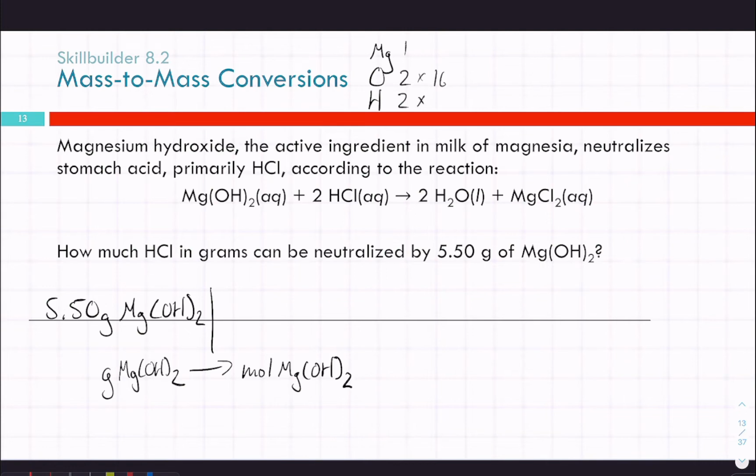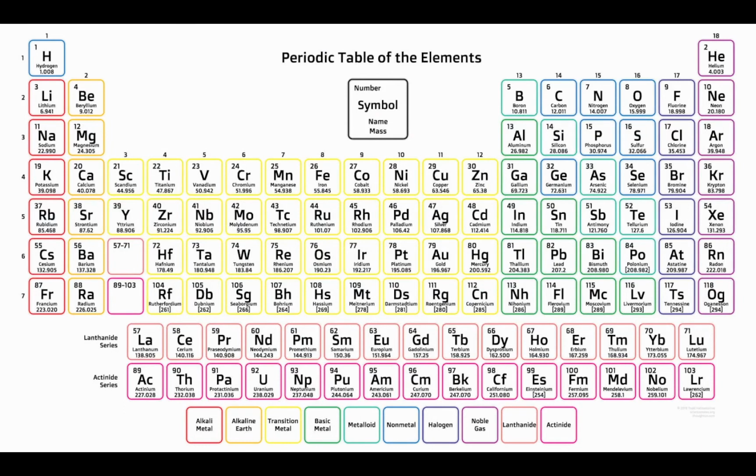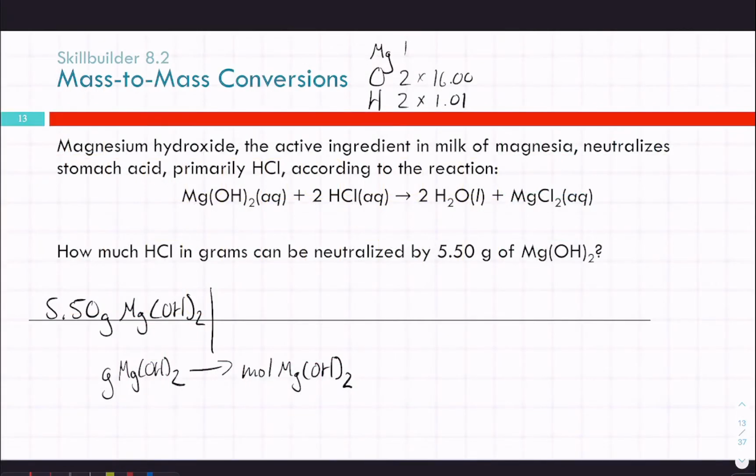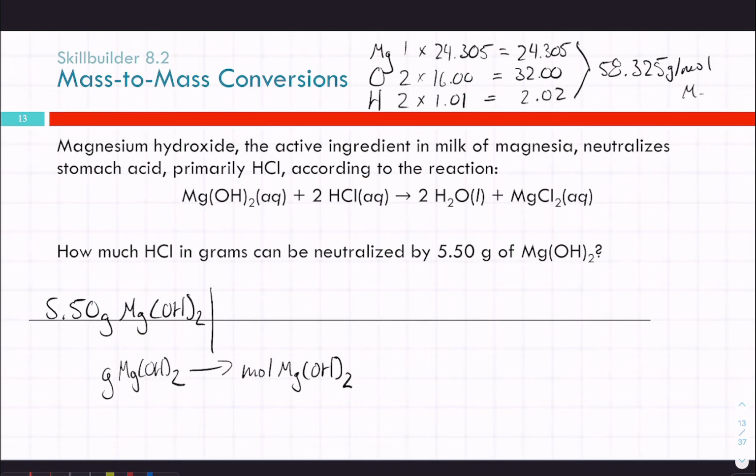I know these two off the top of my head. It's 16.00, 1.01. For magnesium, though, we'll pull up the periodic table. Yeah, 24.305. So this is going to be 24.305. And then this is 32.00, 2.02. And then we add those numbers up, and we'll get 58.325 grams per mole magnesium hydroxide.